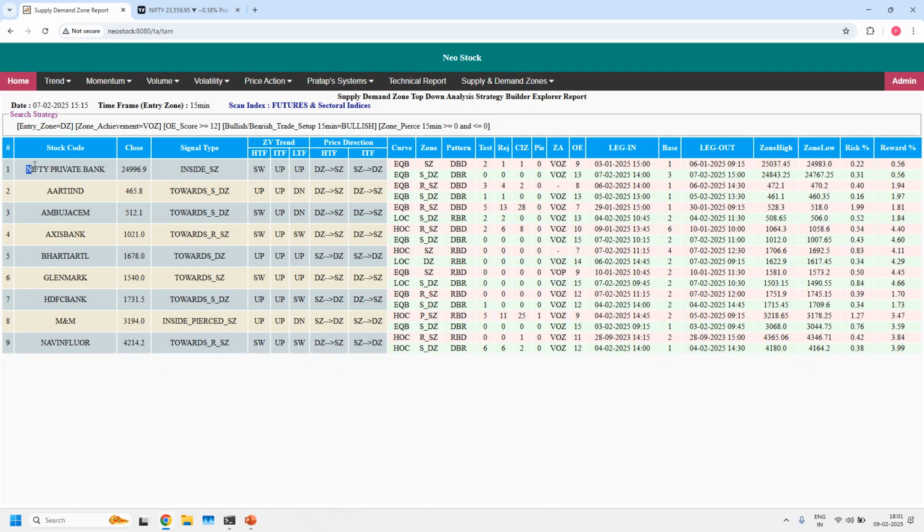See, the first one is an index. But this index is not listed in F&O, so we will ignore it. People can use this if you want to buy an ETF, exchange traded funds. If you are not aware of the ETF concept, ignore it. In one of the upcoming sessions, I will explain it. If you are already aware of ETFs, you can take a private bank ETF and buy it if it supports the bullish trade setup.